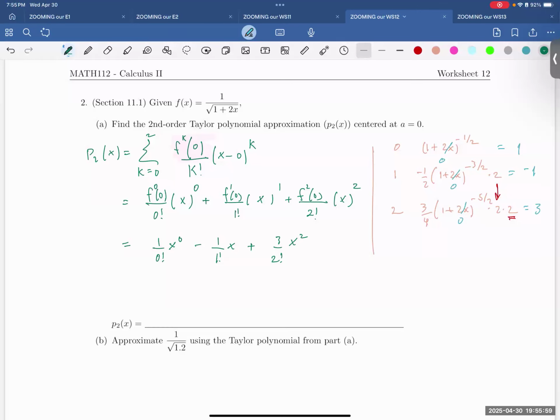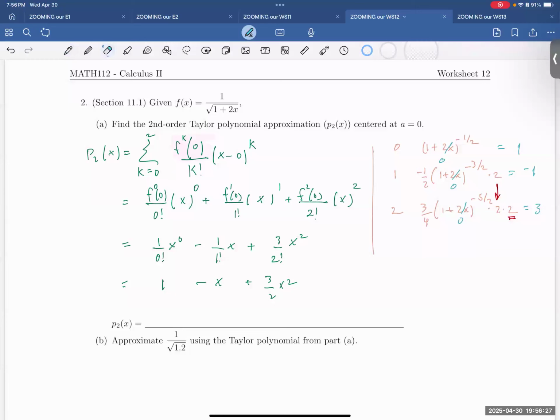And then if you're looking for a pattern, say a Taylor series, then leaving this unsimplified is the way to go because it helps you find a pattern. But we need to simplify this more. Here, 0 factorial equals 1 by definition. X to the 0 is 1. 1 factorial is 1. 2 factorial is 2. So we have 1 minus x plus 3 halves x squared.